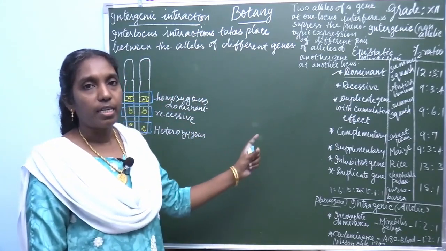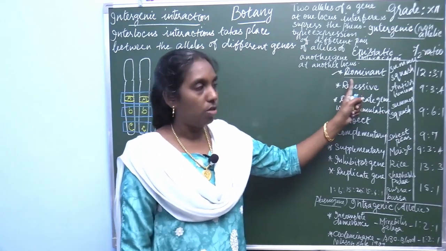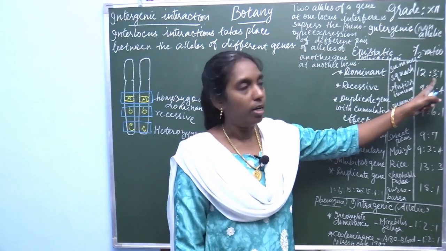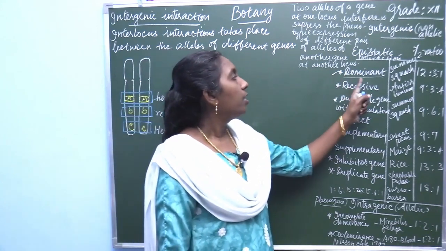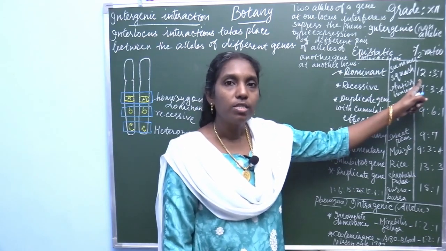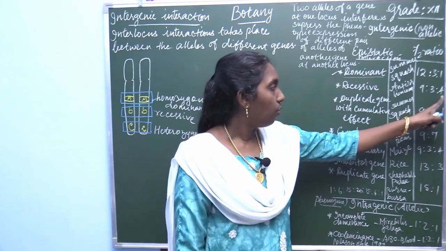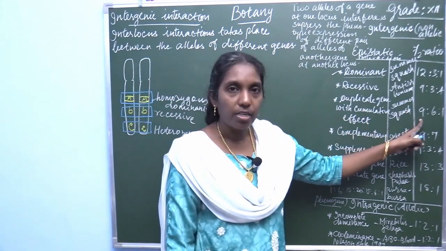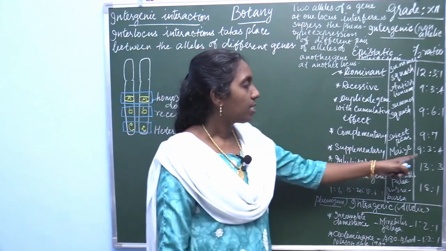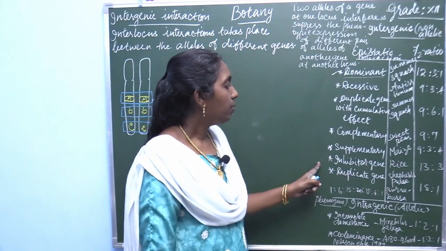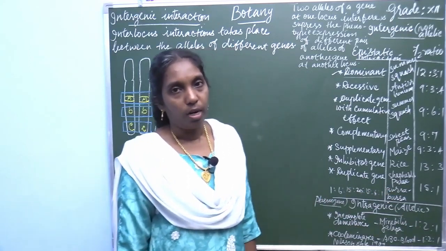All these epistatic types give different ratios in the F2 generation. Dominant epistasis gives 12:3:1. These are all one-word questions: the ratios of the different epistatic genes. Dominant epistasis ratio is 12:3:1. Recessive epistasis, 9:3:4. Duplicate gene with cumulative effect, 9:6:1. Complementary epistasis, 9:7. Supplementary epistasis, 9:3:4, and inhibitor gene epistasis, 13:3, and duplicate gene epistasis, 15:1.